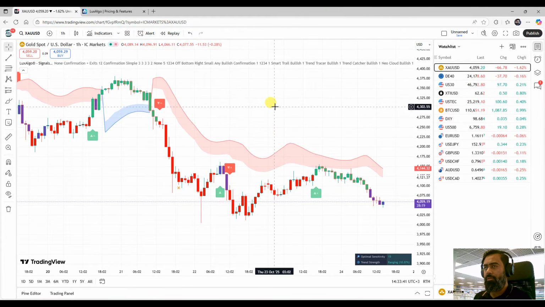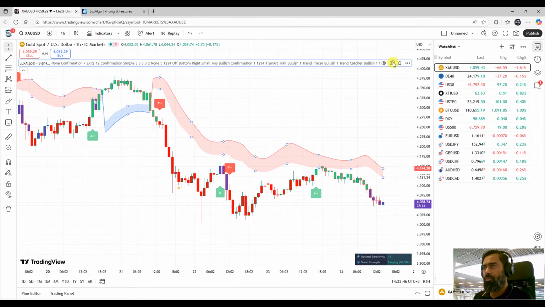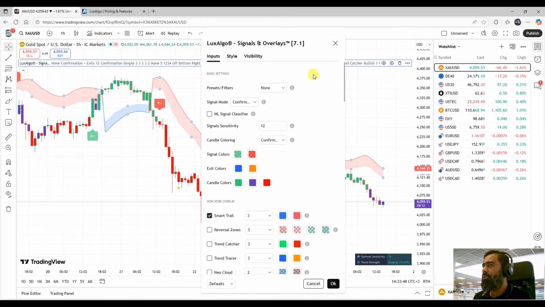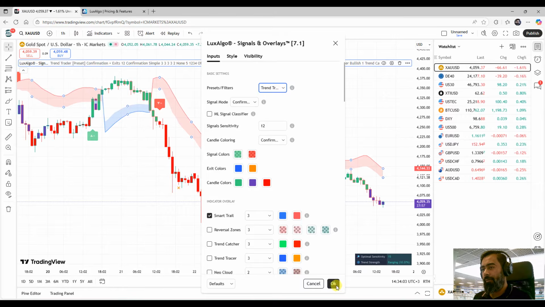That's a good thing. So talking a little bit about the settings, to be very honest, I'm using this indicator as a default. But if you guys want, there are presets available inside this. It depends on your taste and how you want to trade. So let's go with the first set file, which is Trend Tracer. I will click on OK.